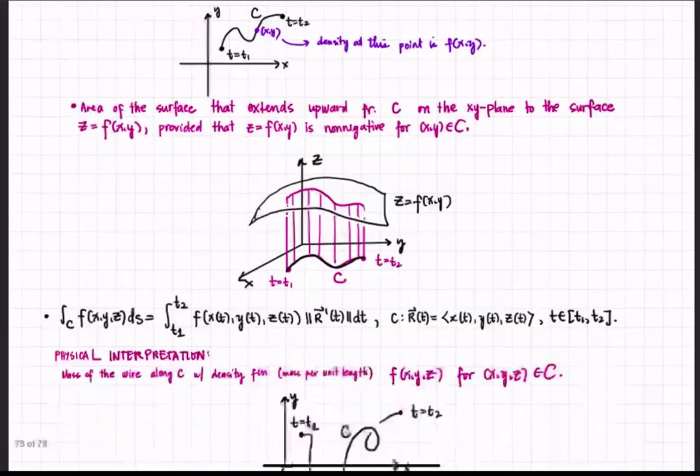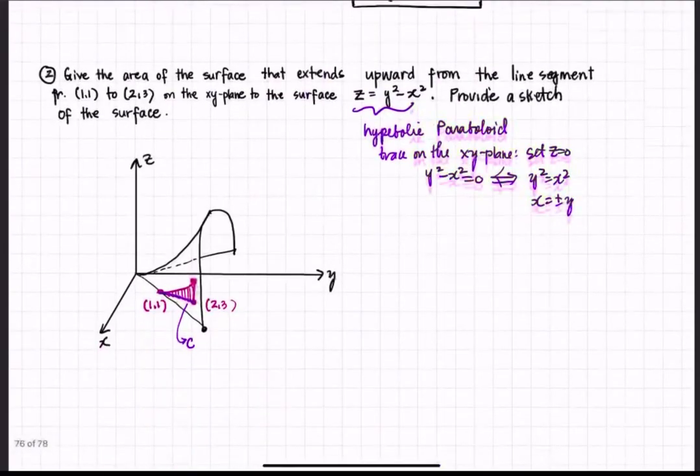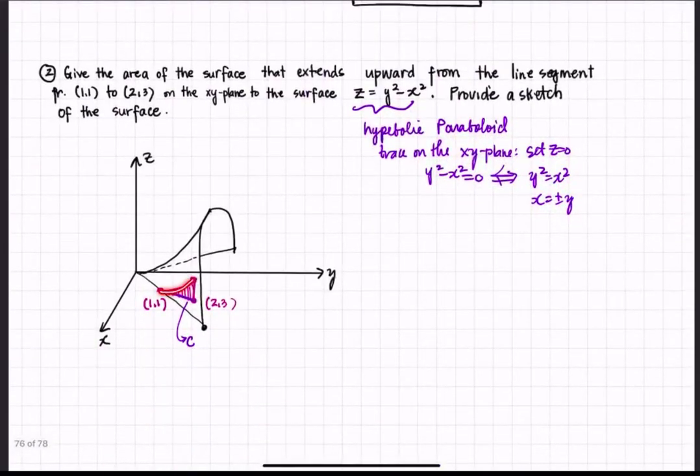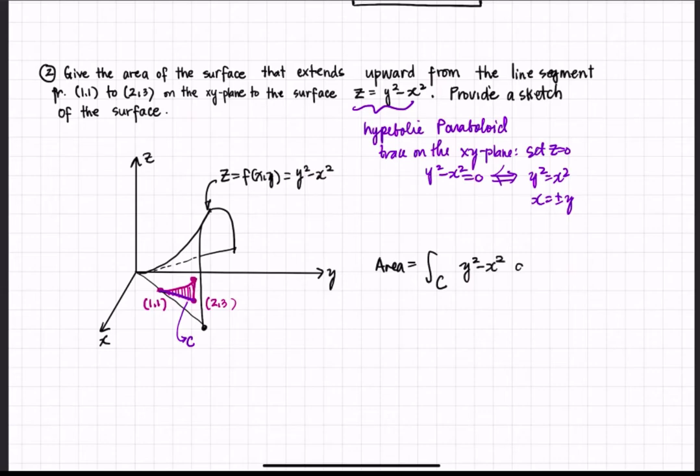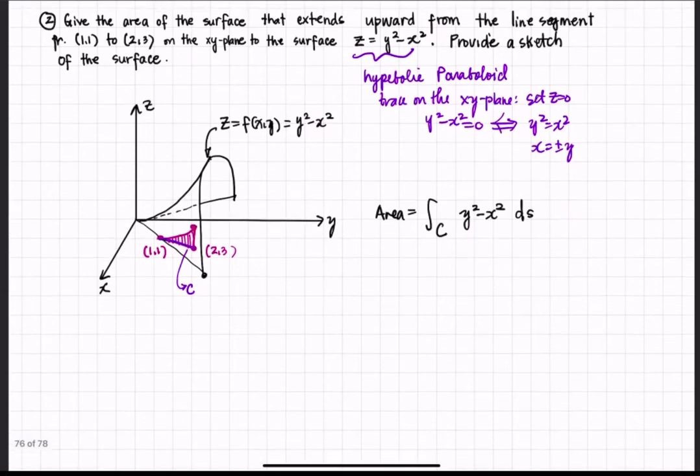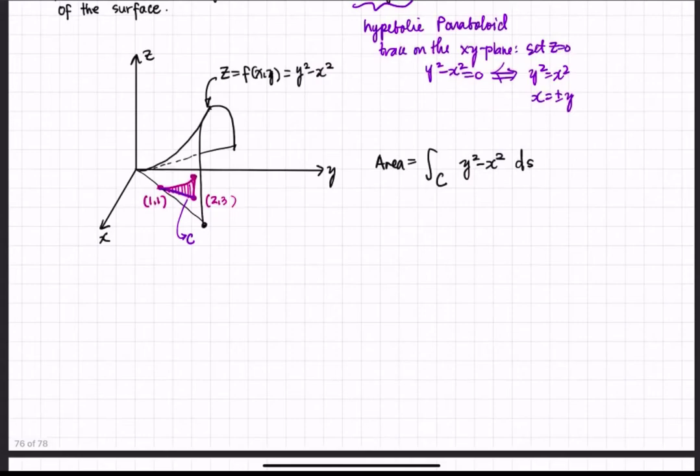So in this problem, number 2, to get the area, we only need to find the line integral. So the area is equal to the line integral along C of z equals f of xy. But that z equals f of xy is y square minus x square, with respect to arc length. Okay? So how do we do that?